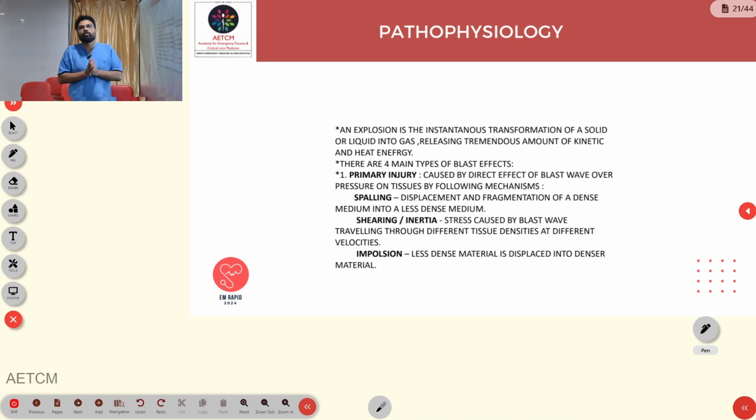The primary injury is caused by the direct effect of the blast wave overpressure on tissues by the following mechanisms: spalling, shearing and impulsion. Spalling is defined as the displacement and fragmentation of a dense medium into a less dense medium, whereas shearing or inertia is defined as the stress caused by the blast wave that is traveling through different tissue densities at different velocities. And impulsion is a less dense material that is displaced into a denser material.